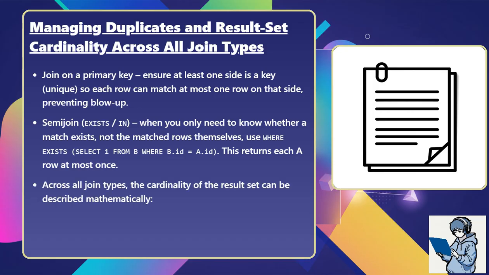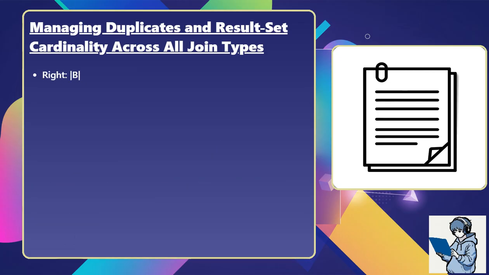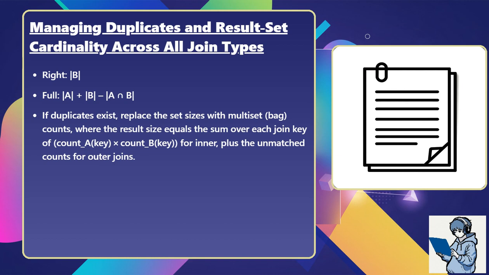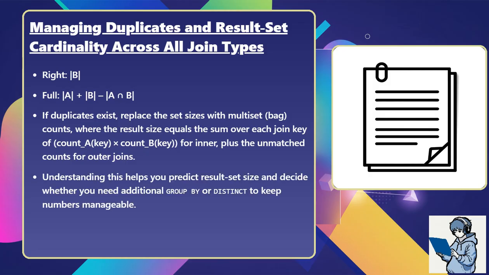Across all join types, the cardinality of the result set can be described mathematically. Inner, the size of A intersect B. Left, the size of A. Right, the size of B. Full, the size of A plus the size of B minus the size of A intersect B. If duplicates exist, replace the set sizes with multi-set bag counts, where the result size equals the sum over each join key of count A of key times count B of key for inner joins, plus the unmatched counts for outer joins. Understanding this helps you predict result set size and decide whether you need additional group by or distinct to keep numbers manageable.